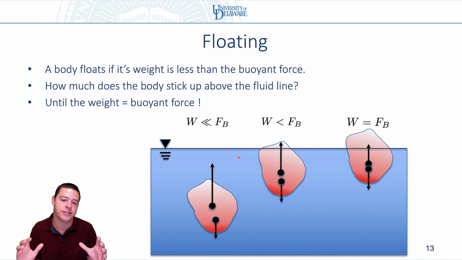So that whole idea of a net moment being created by an imbalance between where the center of gravity is and where the center of buoyancy is leads to the idea of stability, which we'll talk about in detail next.